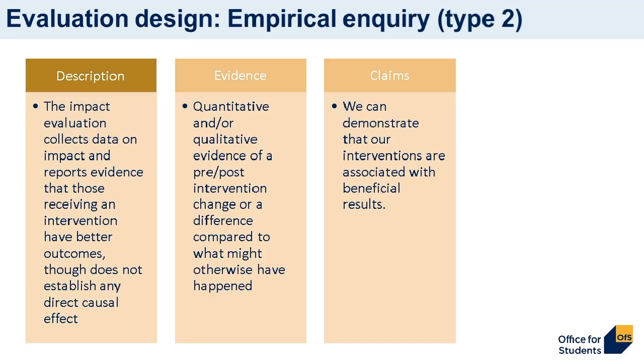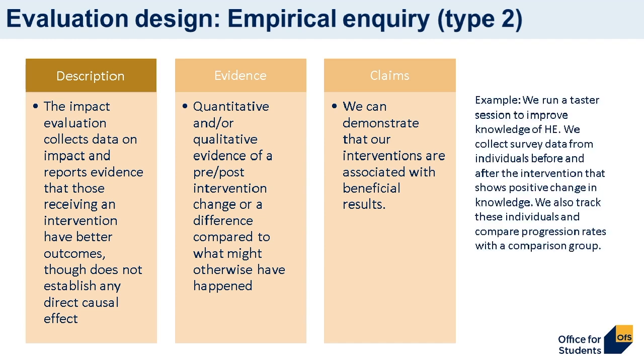So the second type in evaluation design is empirical inquiry, or type 2. This type of evaluation collects data that shows that participants receiving an intervention have better outcomes following that intervention, but it doesn't establish any causal effect. So this could be something like a pre-post-intervention change, where, for example, you're testing people's opinions on something before and then after the interventions. It's quite a common example.